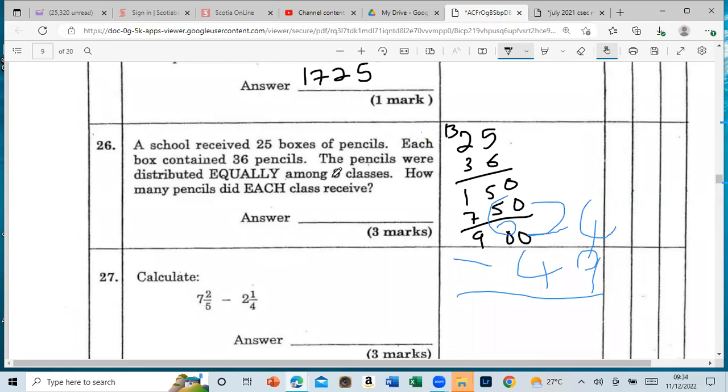Because it's 9 classes, we're going to divide the 900 by 9. That is correct. So it's 900 pencils in total. We have 9 classes. Remember, each class is going to get the same number of pencils. So we divide it by 9.